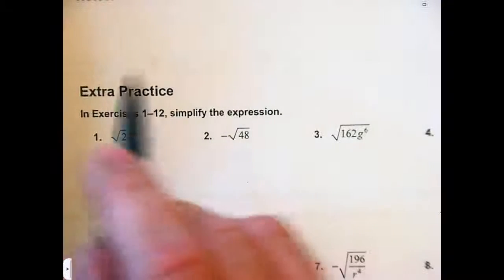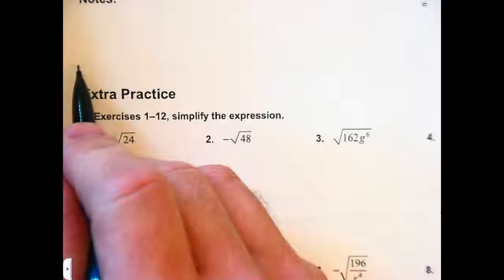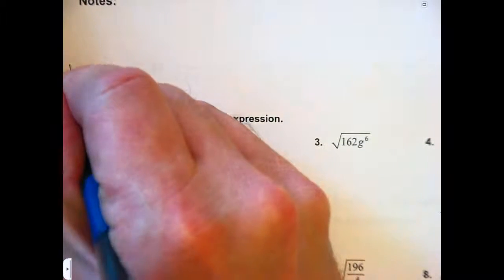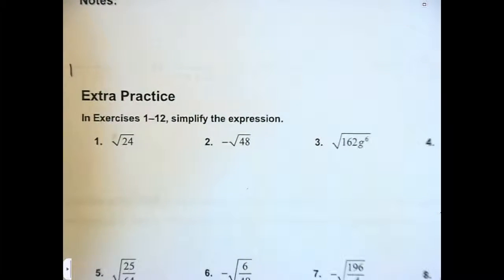Right up above extra practice here, I want you to list all perfect squares from 1 through 15. The first 15 perfect squares. I'll give you a hint. There's the first one. 1 times 1 is 1. So you list the next 14 perfect squares.